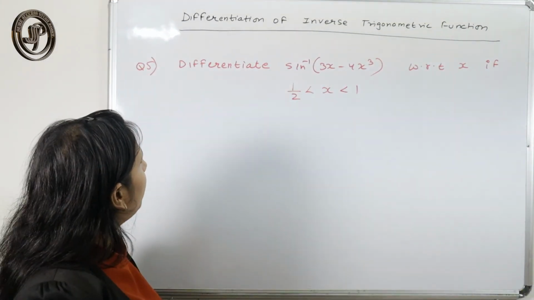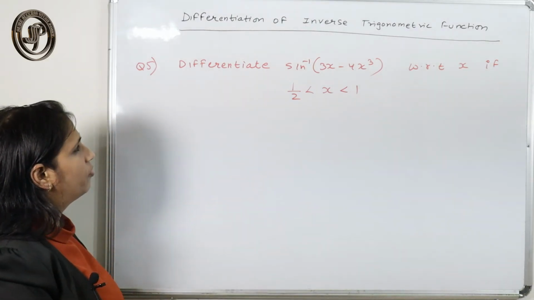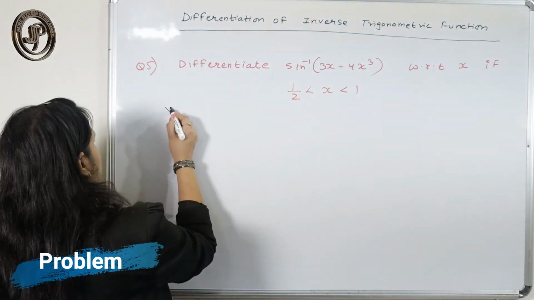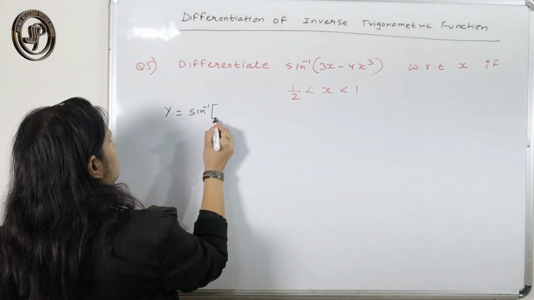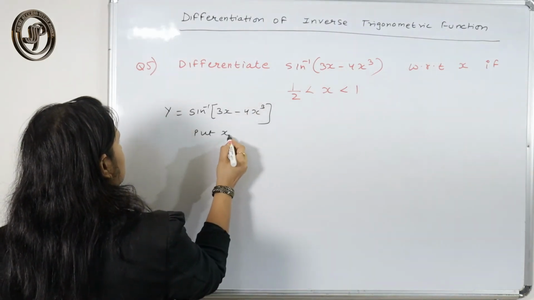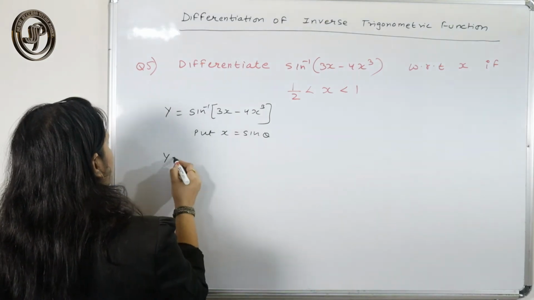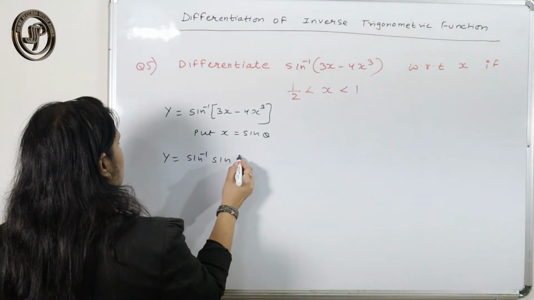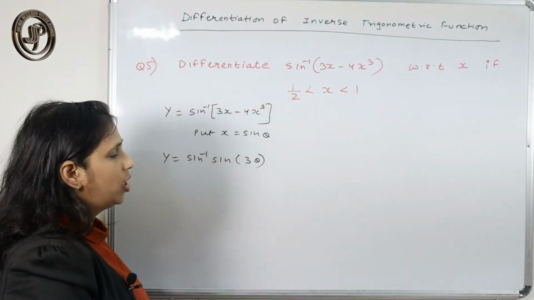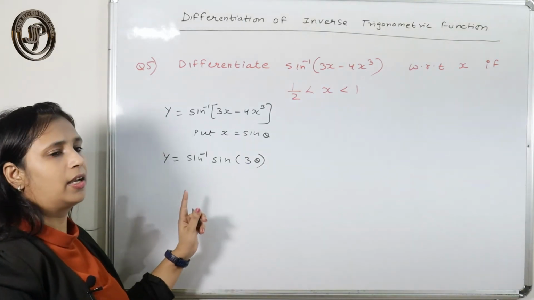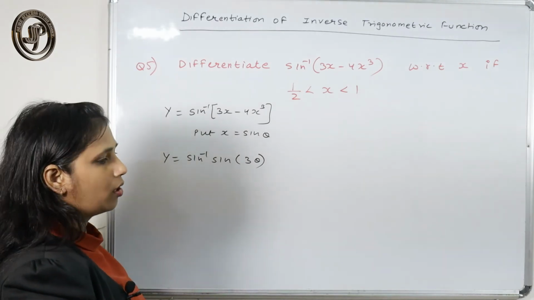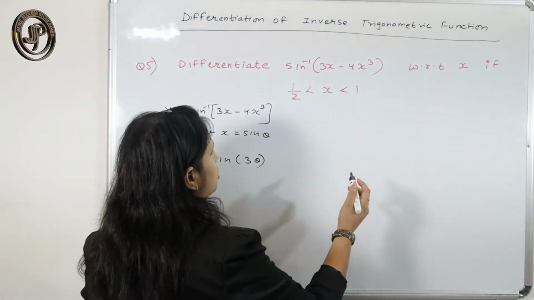So now we have another question, the same question with a different range. So now the value of x lies between 1 by 2 to 1. So let's see. Sine inverse 3x minus 4x cube. Here also put x as sine theta. Then we get what? Sine inverse sine 3 theta, that we did in the previous one. The same way. Now we have to check whether sine inverse sine 3 theta can be written as 3 theta or not, whether it comes under our range of the sine inverse function. So just check.